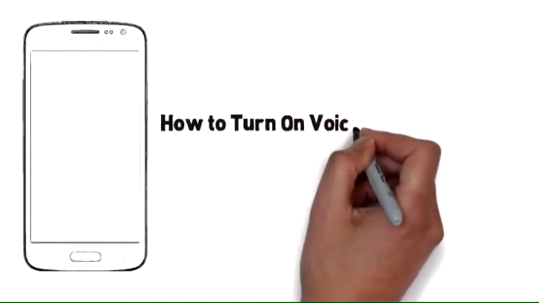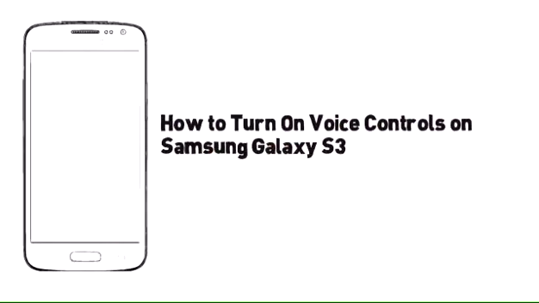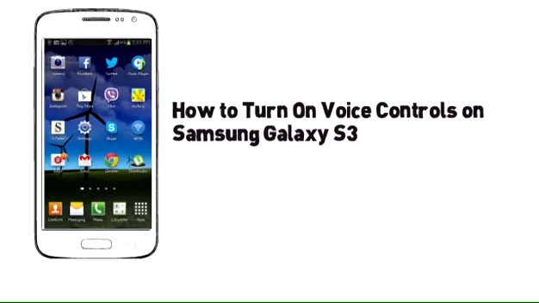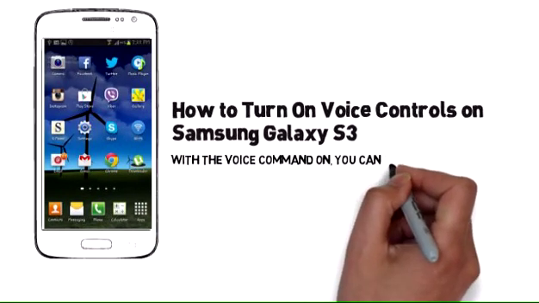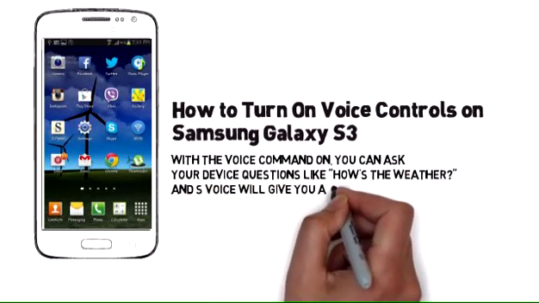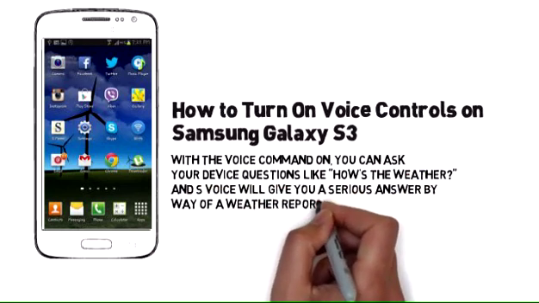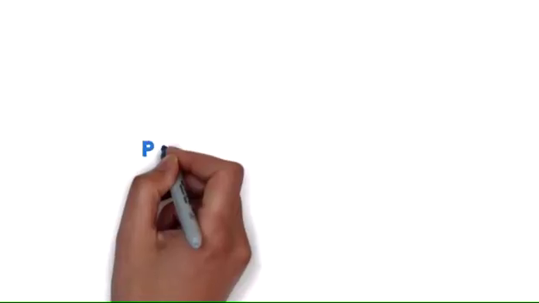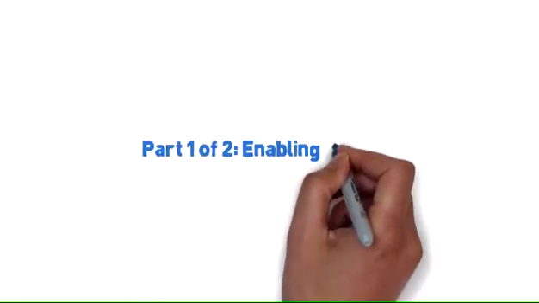How to turn on voice controls on Samsung Galaxy S3. Samsung Galaxy S3 brings with it a lot of exciting features such as its voice control system, S-Voice. By enabling the S-Voice application, you can perform operations normally done by hand just by saying a command out loud. Tasks like texting, dialing a number, and playing music can now be done totally hands-free.